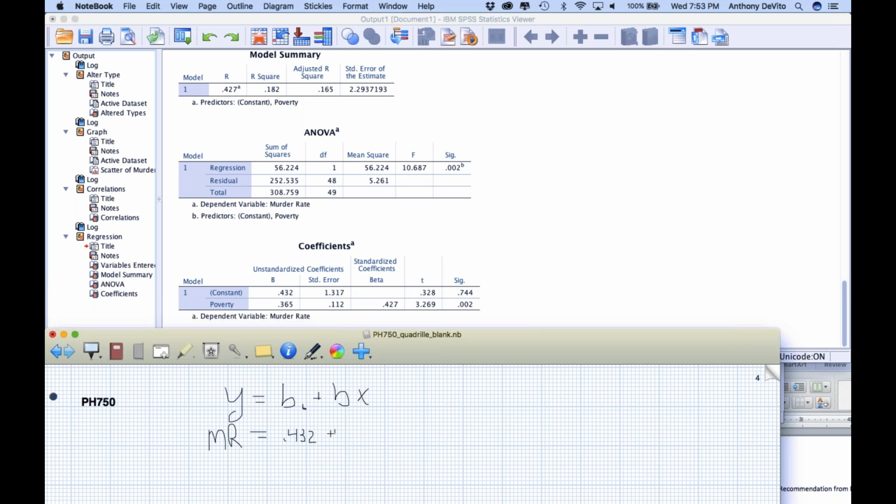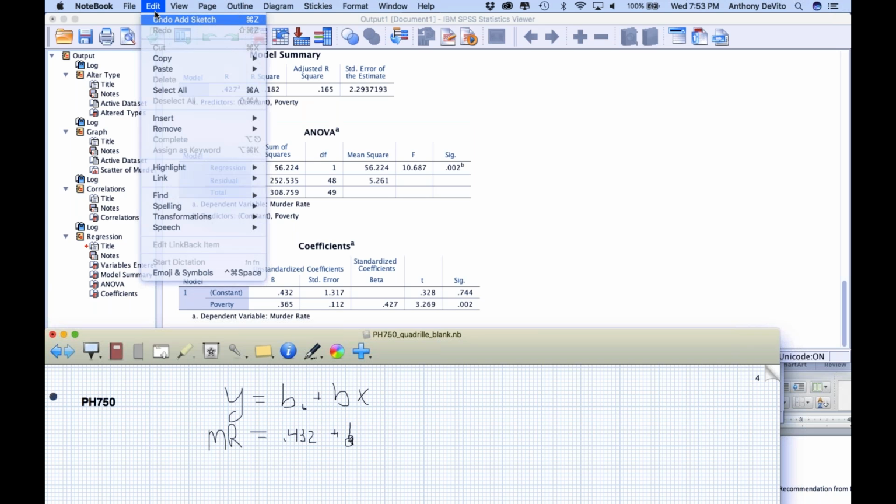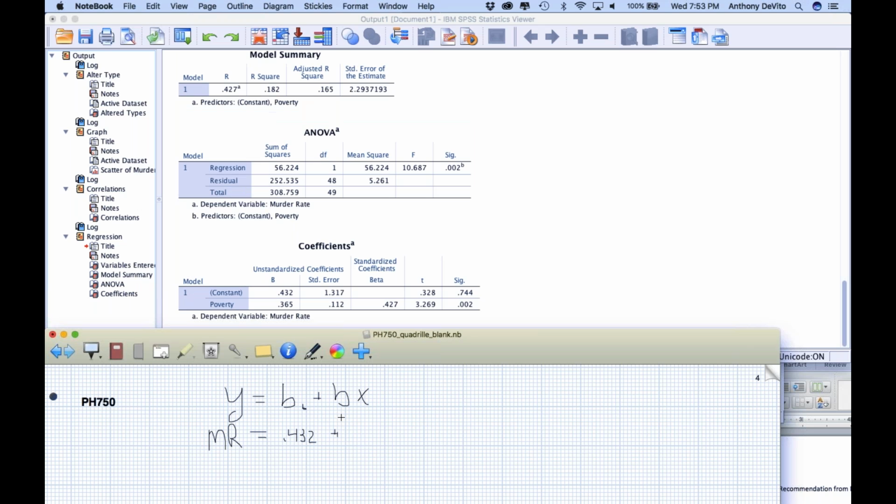Okay, plus 2 times the slope times the independent variable. The slope is 0.365. 0.365 times the value of the poverty level, that percentage, which represents poverty level. Okay, so that's our formula, which represents our understanding of how the poverty level and the murder rate are associated.